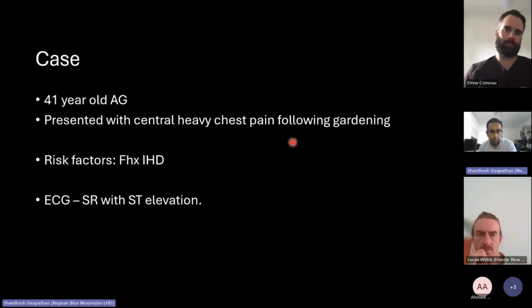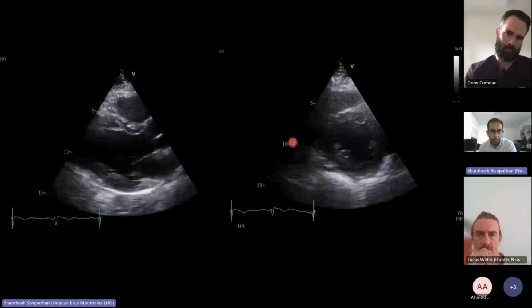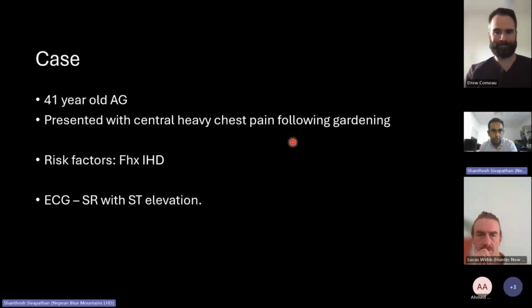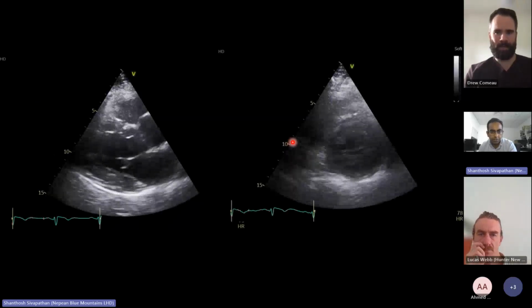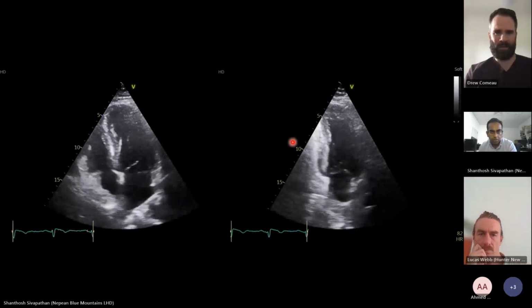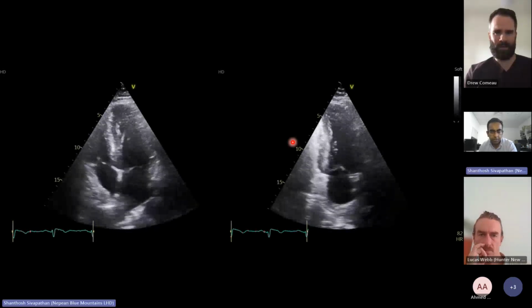I think we're generally out of time, but out of curiosity, what was this case? A 41-year-old presenting with central chest heaviness following gardening, ST elevation. Anything there that jumps out for you guys quickly?